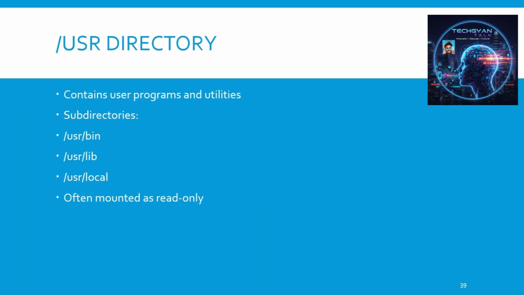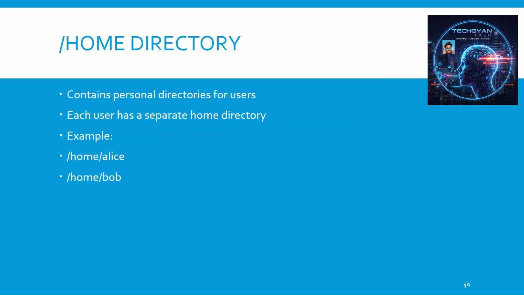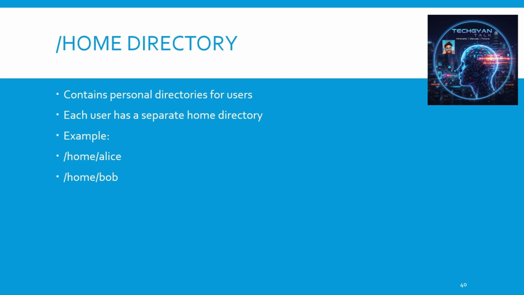The /usr directory contains user programs and utilities. Subdirectories: /usr/bin, /usr/lib, /usr/local, often mounted as read-only. The /home directory contains personal directories for users. Each user has a separate home directory.